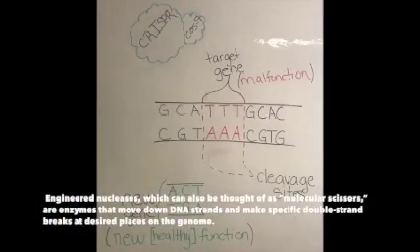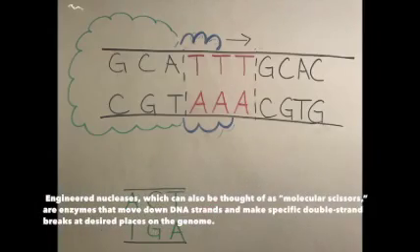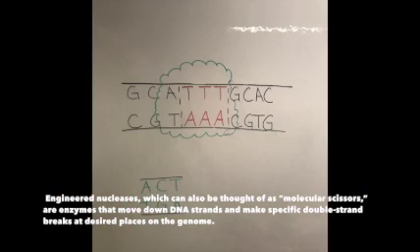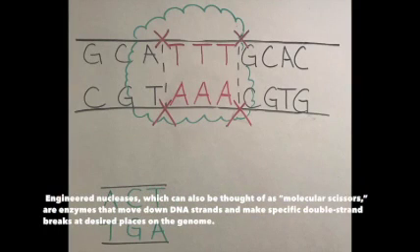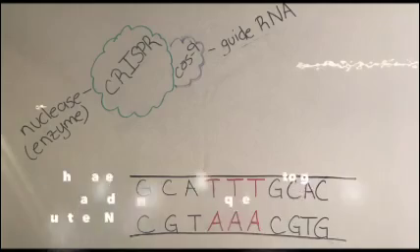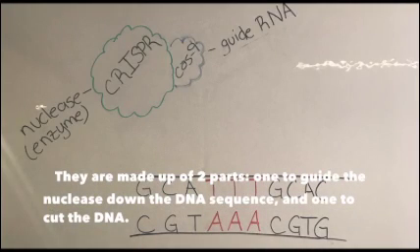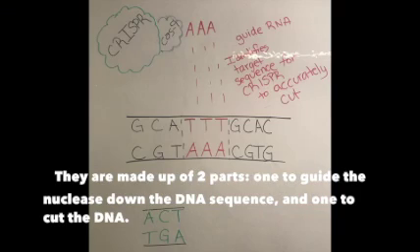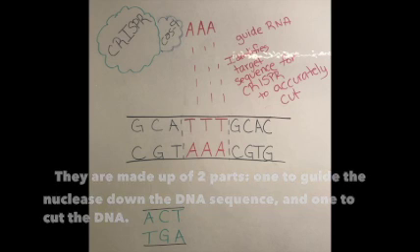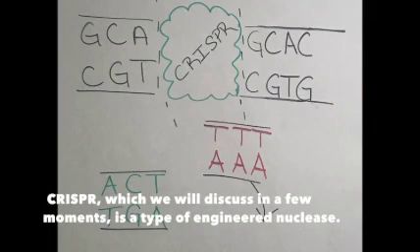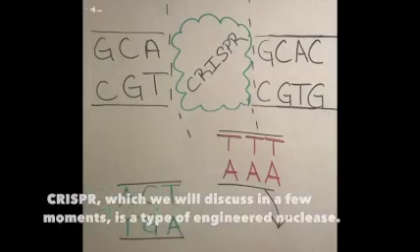Engineered nucleases, which can also be thought of as molecular scissors, are enzymes that move down DNA strands and make specific double-strand breaks at desired places on the genome. They are made up of 2 parts, one to guide the nuclease down the DNA sequence, and one to cut the DNA. CRISPR, which we will discuss in a few moments, is a type of engineered nuclease.